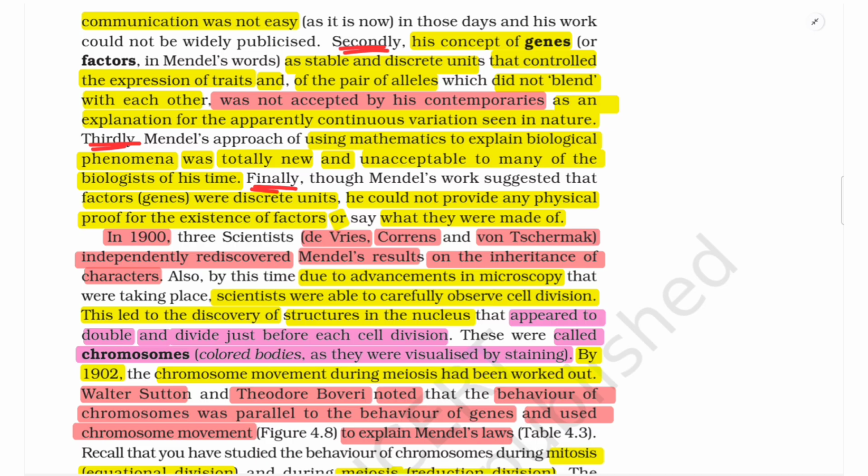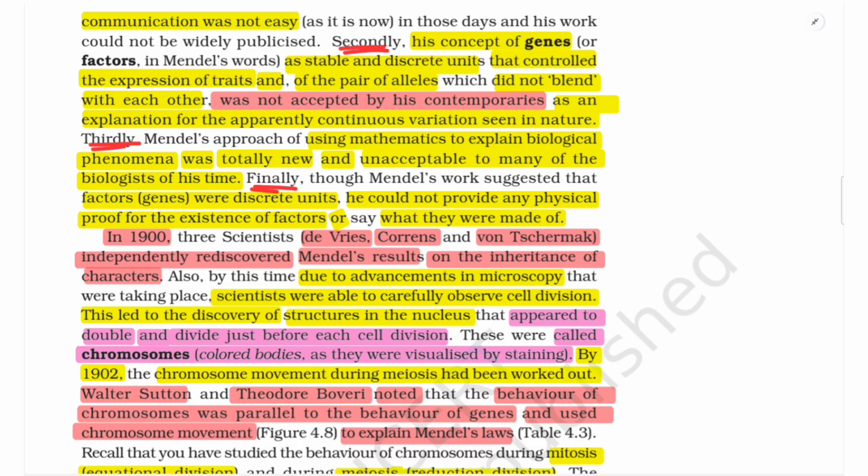Thirdly, Mendel's approach of using mathematics to explain biological phenomena was totally new and unacceptable to many of the biologists of his time. Finally, though Mendel's work suggested that factors or genes were discrete units, he could not provide any physical proof for the existence of factors or say what they were made of.